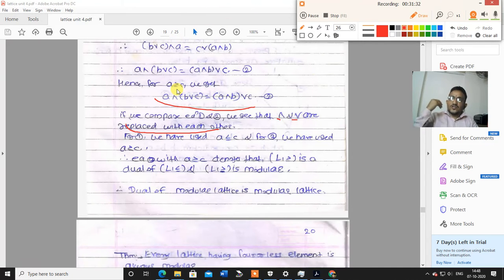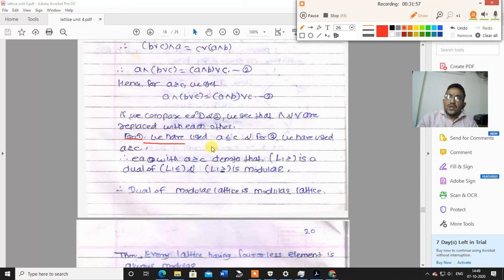आपण equation 2 and equation 1 and 3 जर आपण या ठिकाणी बघितलं तर meet and join are replaced with each other. म्हणजे जिथं equation 1 मध्ये meet असेल तर equation 2 मध्ये तिथं join आला, आणि equation 1 मध्ये join असेल तर equation 2 मध्ये meet आला.